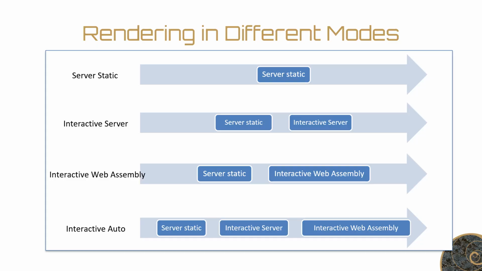So server static, we can see that we just have the one. If we have interactive server and pre-rendering is enabled, we get server static and then interactive server. If WebAssembly, we get server static, then interactive WebAssembly. And interactive auto, you get server static, and then, I believe it's on the second visit, once this is downloaded, you'll get server static and interactive WebAssembly. So note that we can be in any mode in auto.